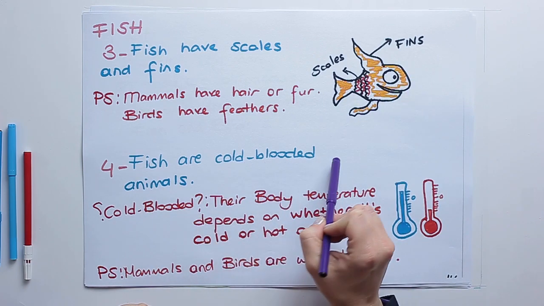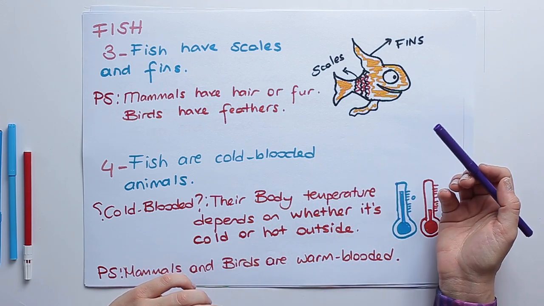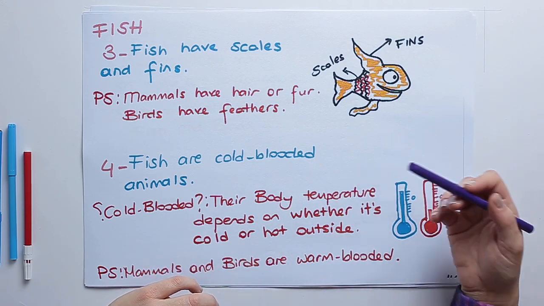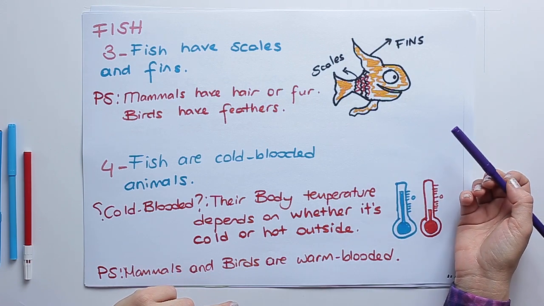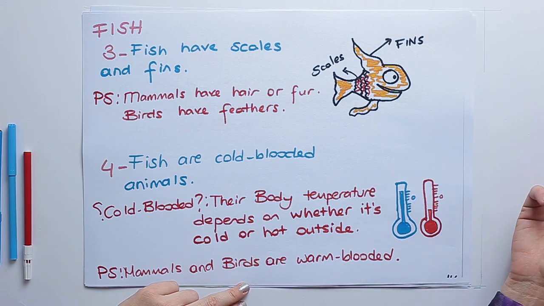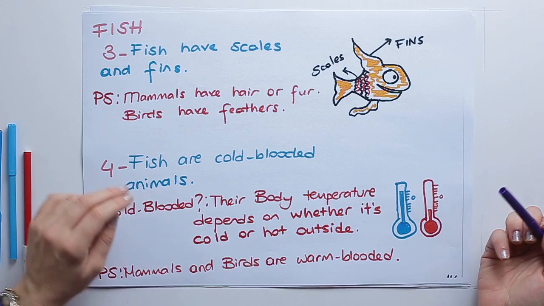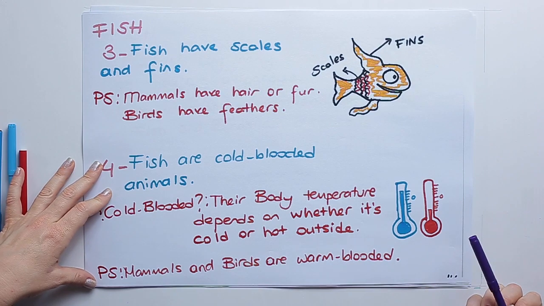4. Fish are cold-blooded animals. If you remember being warm-blooded, which means that their body temperature doesn't depend on the weather outside, cold-blooded animals' body temperature depends on outside. So their body temperature can change according to the weather. But mammals and birds are warm-blooded.